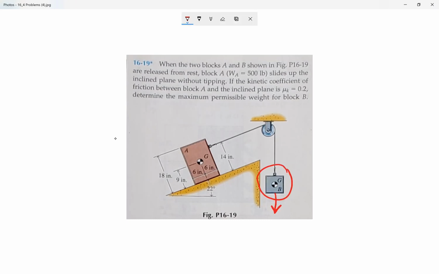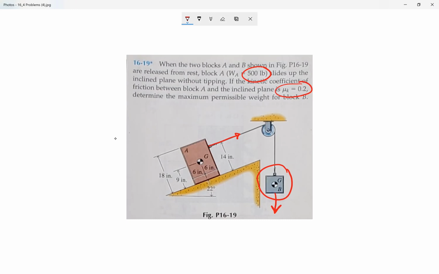Okay, so basically, we don't know how much block B weighs, but we do know it's going to be pulling down and causing block A to slide. Now, don't let the fact that block A is larger deceive you into thinking that block A should be heavier. We have to go with the numbers in the analysis. So we do know what block A's weight is, and we are told what the kinetic coefficient of friction is between the block and the ramp.